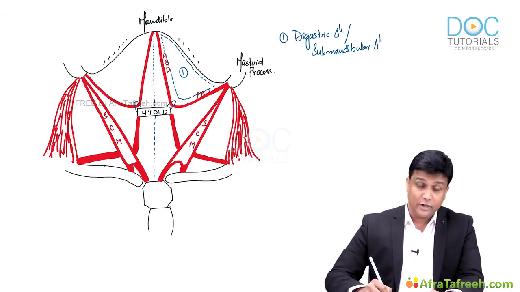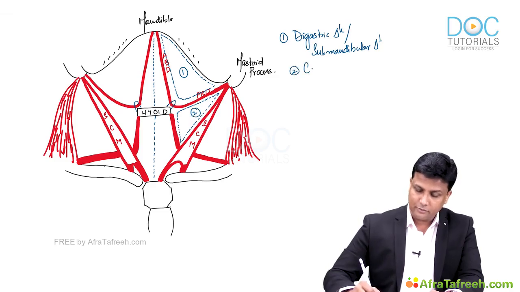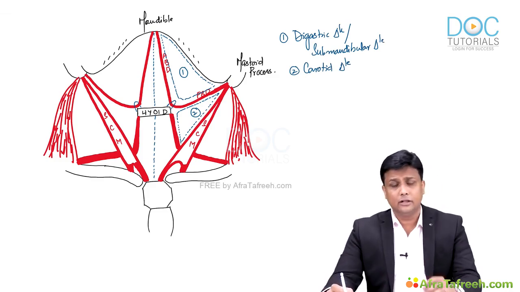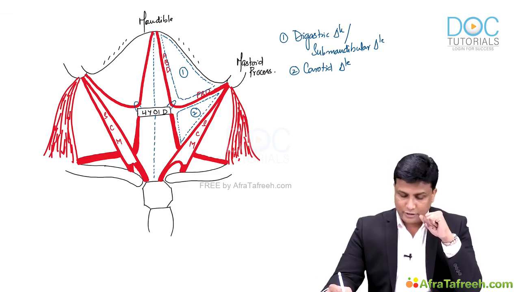Now similarly, the next one and the most important one, between the posterior belly of digastric and the superior belly of omohyoid and the sternocleidomastoid muscle on the other side. Now this triangle number 2, that is very important guys, it is the carotid triangle. So the carotid triangle is between the posterior belly of digastric, the superior belly of omohyoid and the sternocleidomastoid.